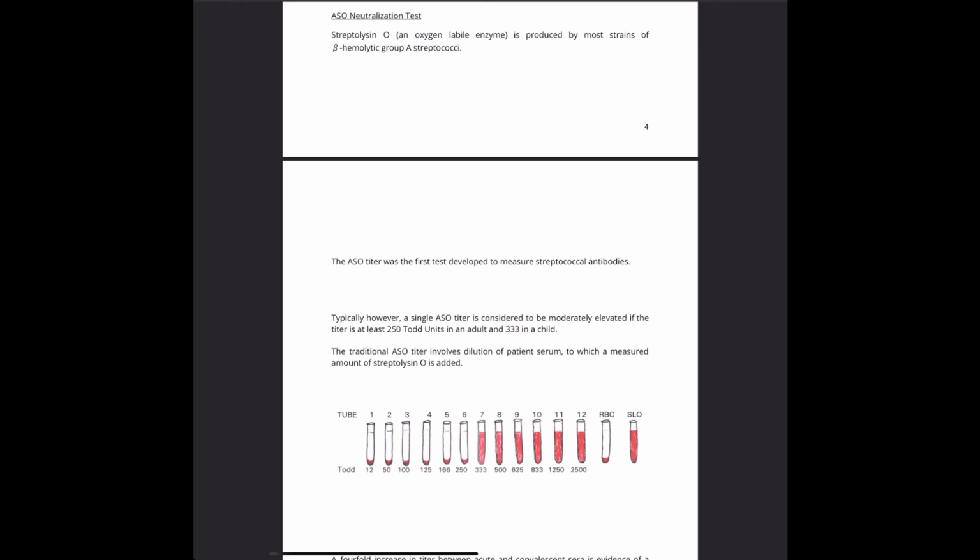A fourfold increase in titer between the acute and the convalescent sera is evidence that you've had a recent group A strep infection. And there can be false positive titers associated with liver disease, with the growth of bacteria in the serum specimen, or caused by oxidation of the streptolysin O reagent.